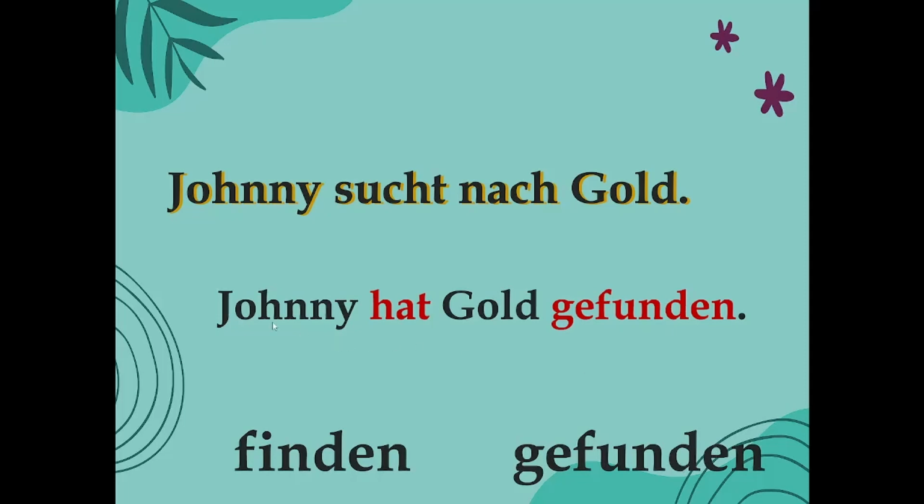So whenever you want to say something is happening, then you will say Johnny sucht nach Gold. Then you will use the actual verb and there is no additional helping verb. But here, if you want to say something that happened in the past, then you will use this tense, and this present perfect tense is most often used to tell something.